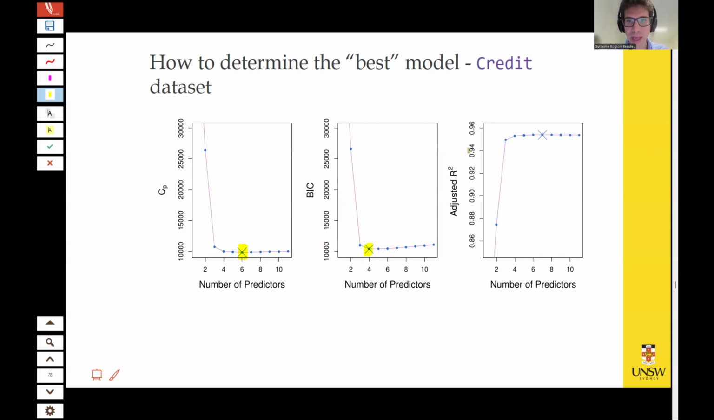But if you use something else like the adjusted R square, obviously you want to maximize the adjusted R square. It gives you the best model, which would be this one, I believe, with seven predictors. So you see, different criteria are a bit different, so they might give you different models. There is some agreement here in the sense that it looks like we need at least four predictors and no more than seven to get the best model.